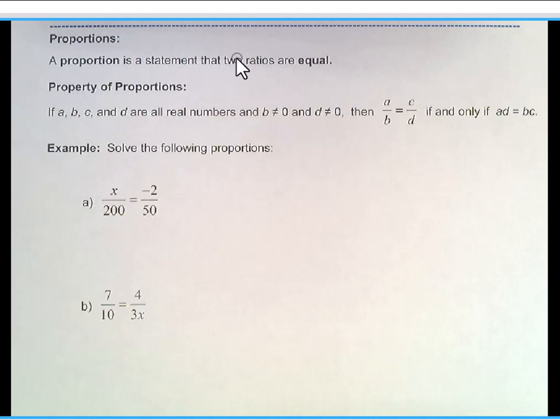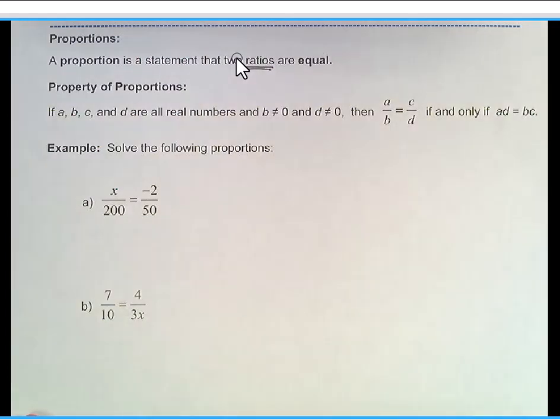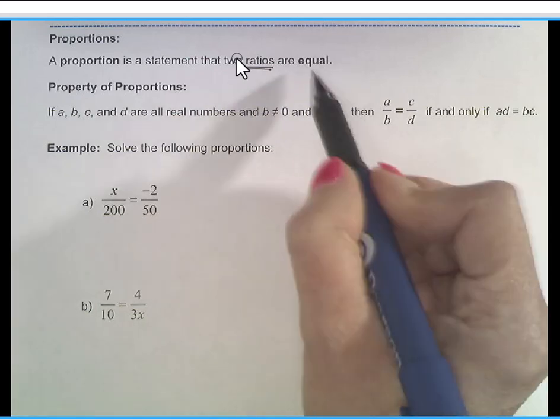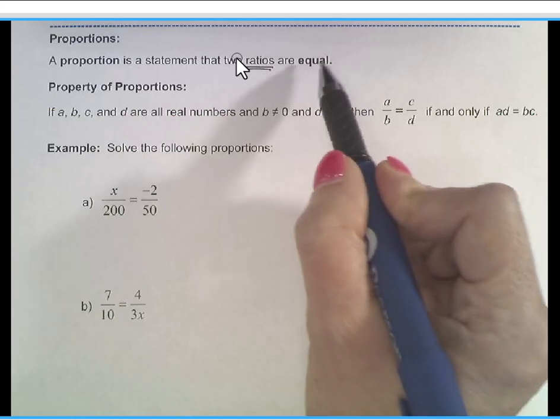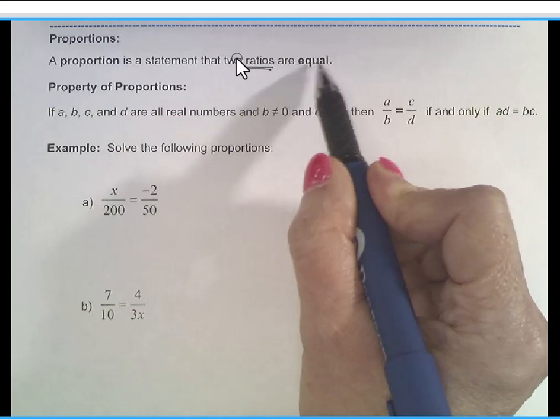What is a proportion? Well, a proportion is a statement that two ratios are equal. And we just learned that ratios are fractions. So if you set two fractions equal to each other, you've just created basically a mathematical sentence that has a verb and a noun. You have two things equal to each other, and those can be solved. So we're going to talk about how to solve proportions and how to set them up.